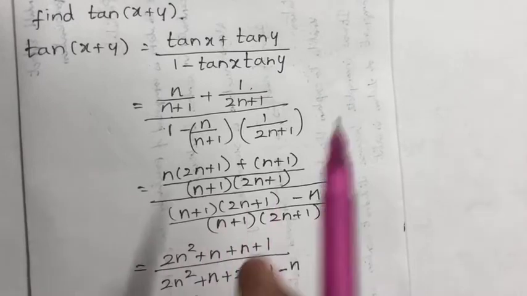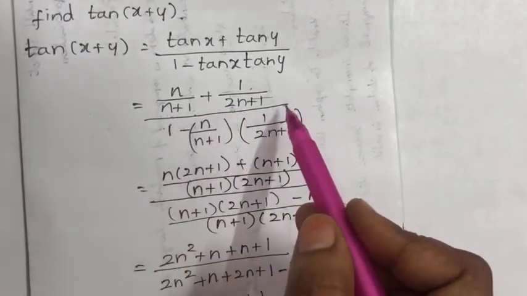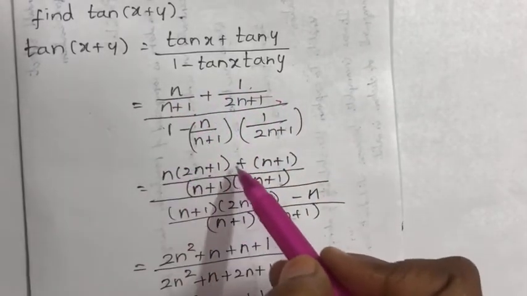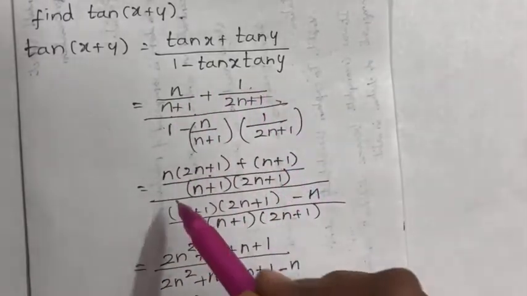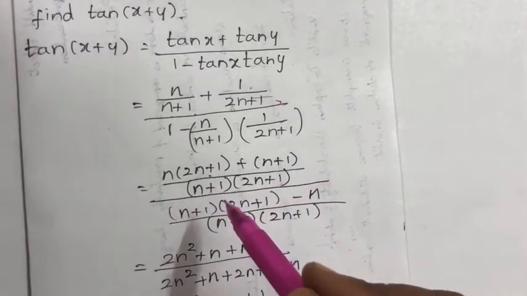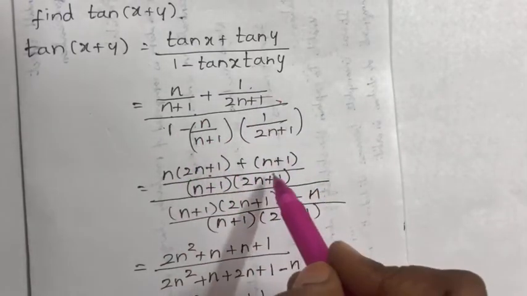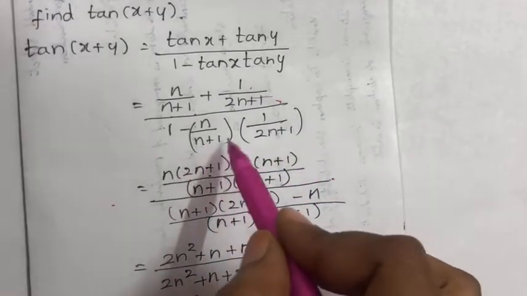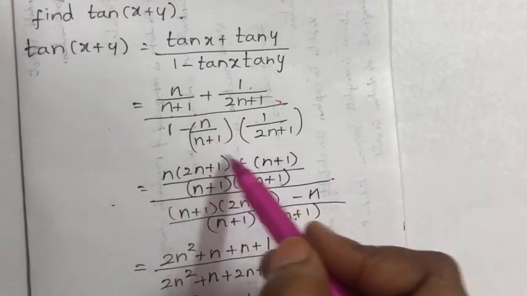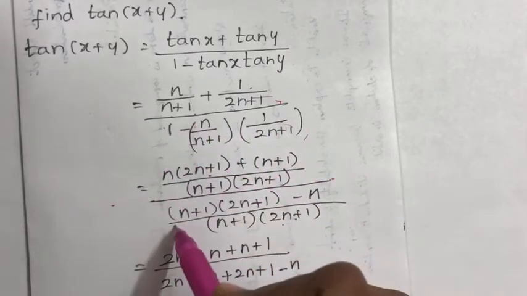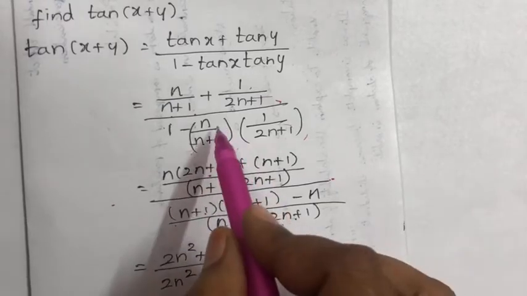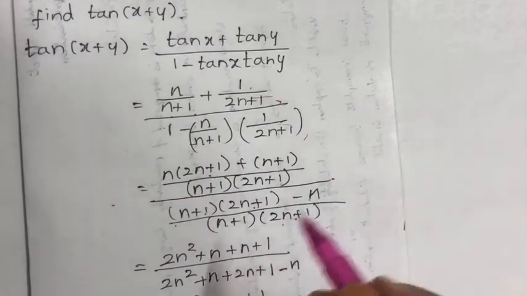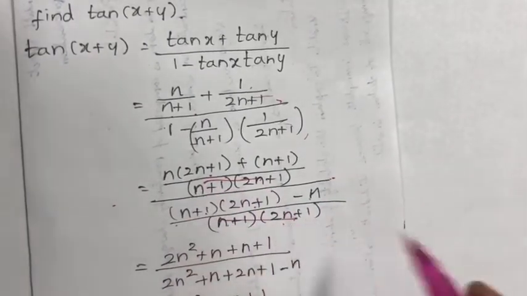Now we can take LCM as n plus 1 into 2n plus 1. So here n into 2n plus 1 plus 1 into n plus 1, divided by n plus 1 into 2n plus 1. The whole thing divided by, here also the same LCM, n plus 1 into 2n plus 1. So while multiplying that with 1, it will become n plus 1 into 2n plus 1 minus n. Only this has minus n. So the denominator will get cancelled.